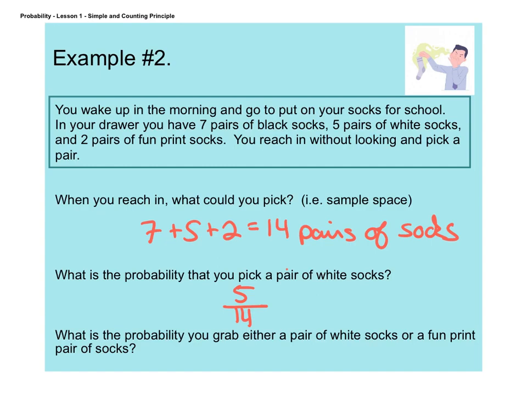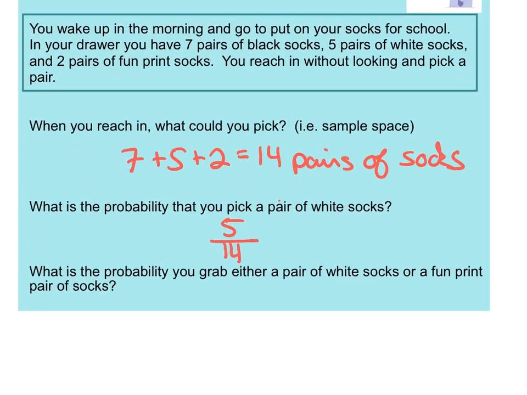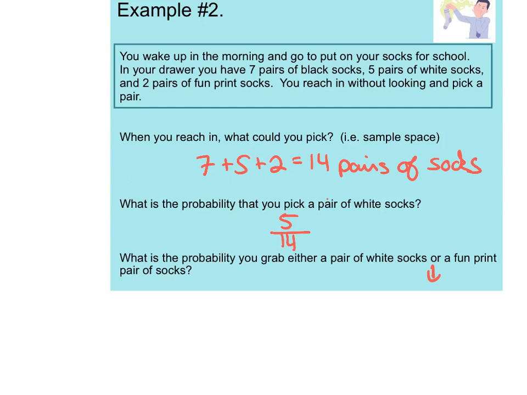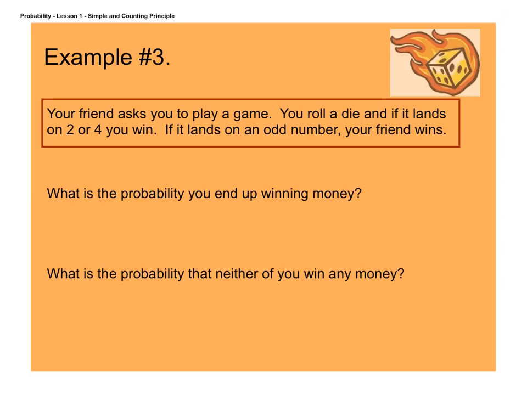What's the probability you grab either a pair of white or a fun print? Or means you're going to add those numbers together. So 5 white socks, 2 pairs of fun print is 7 over 14, or a half.